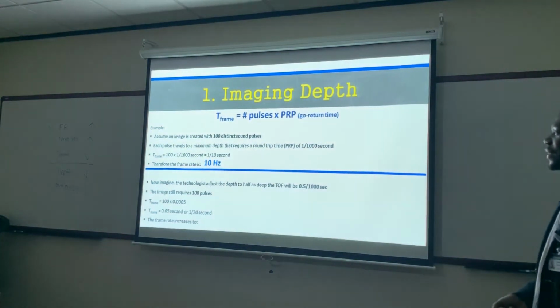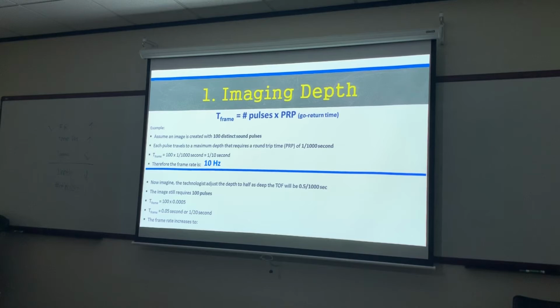So to figure out our T-frame is going to be the number of pulses times the go and return time. Okay, so our number of pulses hasn't changed. 100 pulses times 0.5/1000 of a second. There it is, right there. That's going to give us 0.05 seconds, 5/100ths of a second, or 1/20th of a second. Right? What is our frame rate? 20 hertz. Example 1 or example 2, which is going to have better temporal resolution? Example 2 is going to have better temporal resolution.